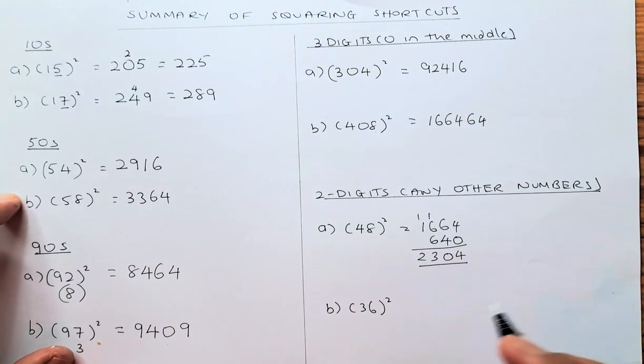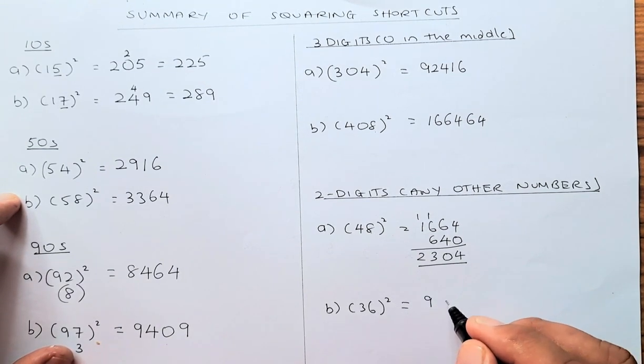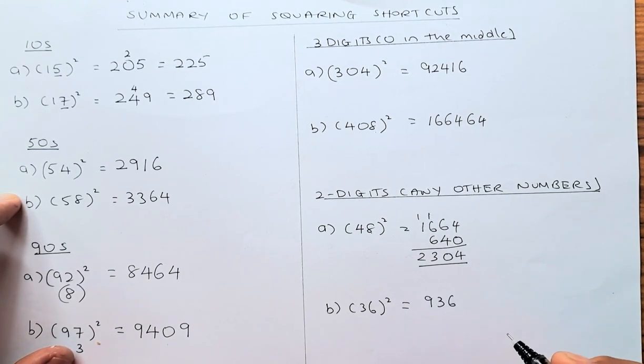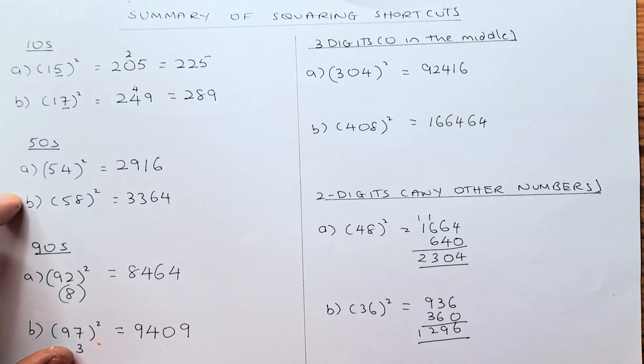Next one, 36 squared. You say 3 squared is 9, 6 squared is 36, so 936, and then you multiply 2 times 3 times 6. 2 times 3 is 6, 6 times 6 is 36, so you write 36 and add a 0. Add them up, 6, 9, 12, and the answer is 1296.